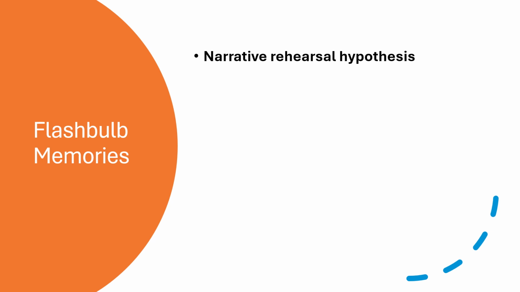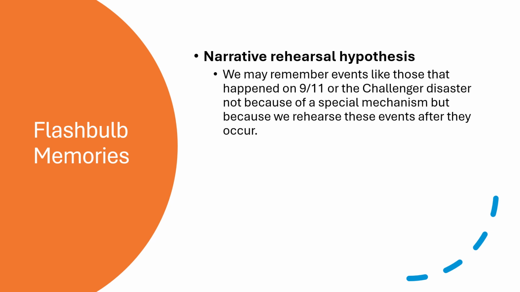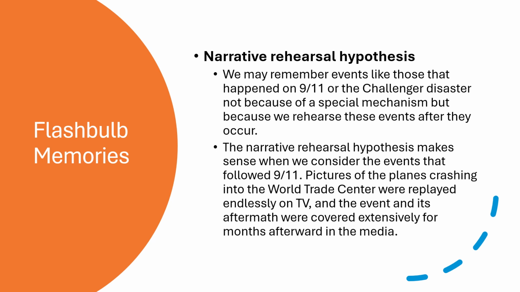So why do flashbulb memories exist? One hypothesis is called the narrative rehearsal hypothesis. It essentially posits that we may remember events like those that happened on 9/11 or the Challenger disaster not because of a special mechanism, but because we rehearse those events after they occur. The narrative rehearsal hypothesis makes sense when we consider the events that followed 9/11. Pictures of the planes crashing into the World Trade Center were played endlessly on TV, and the event and its aftermath were covered extensively for months and months in the media, right?